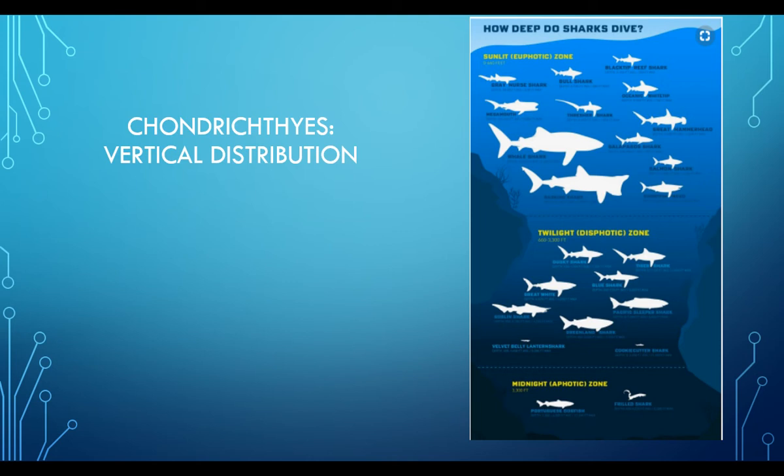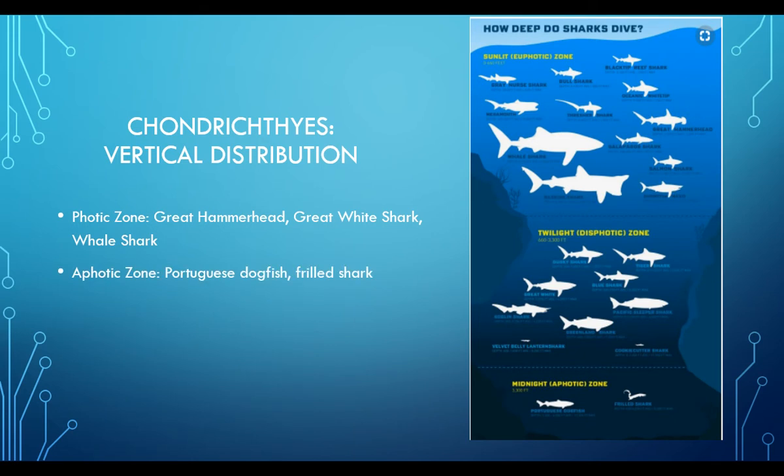Very few of them actually live in the aphotic zone, but in the photic zone, we have the great hammerhead, the great white shark, and then the whale shark. While in the aphotic zone you see at the bottom is the Portuguese dogfish and the frilled shark.